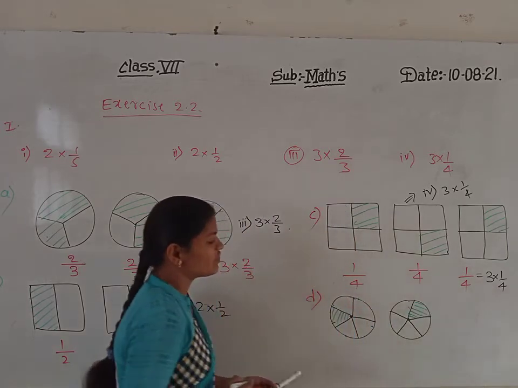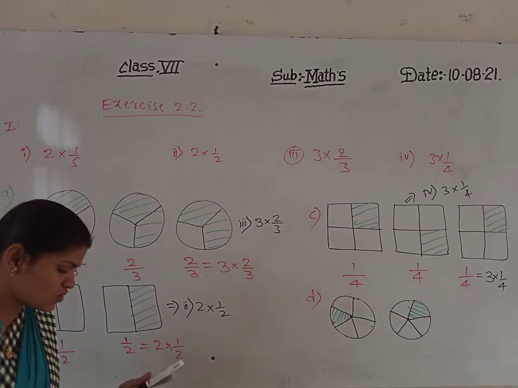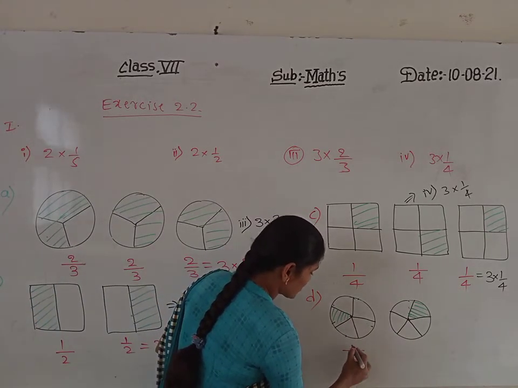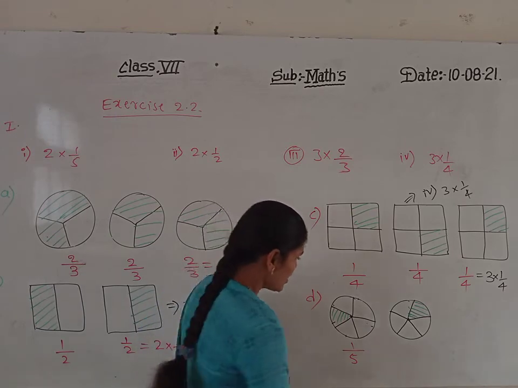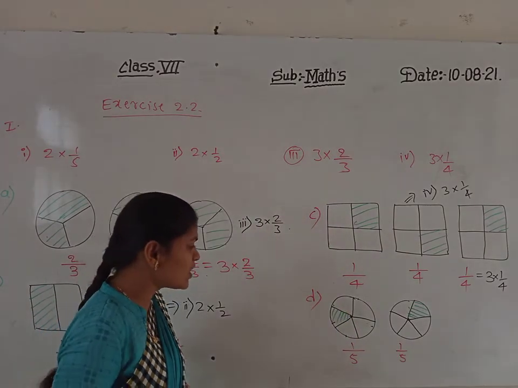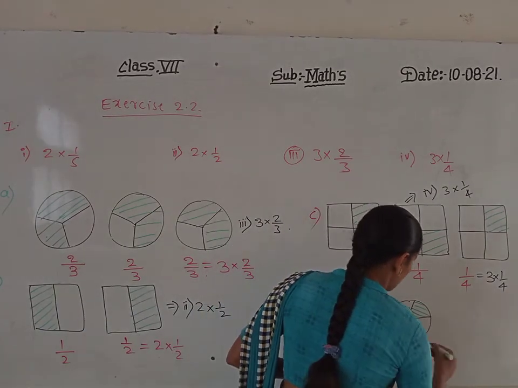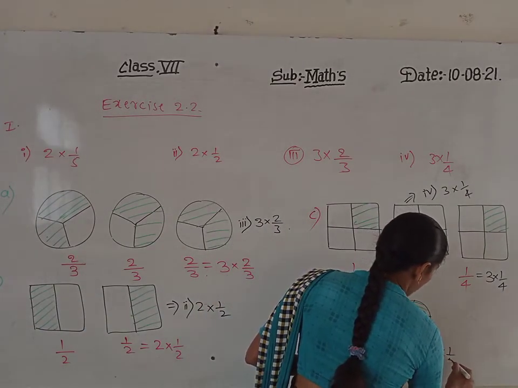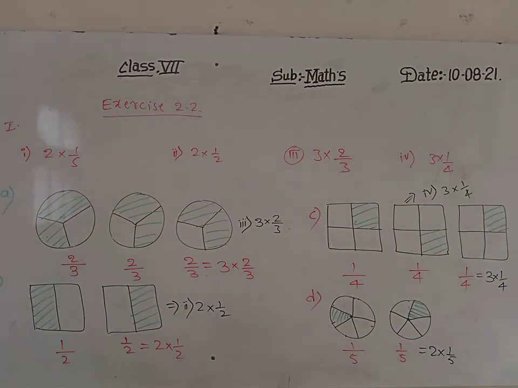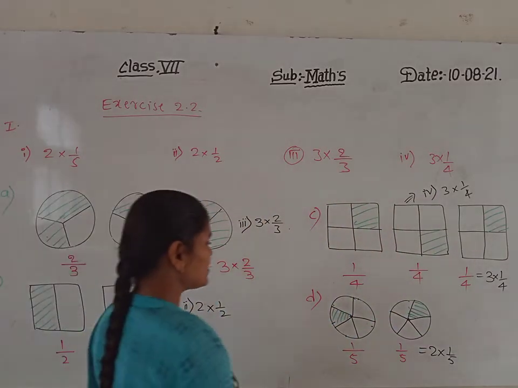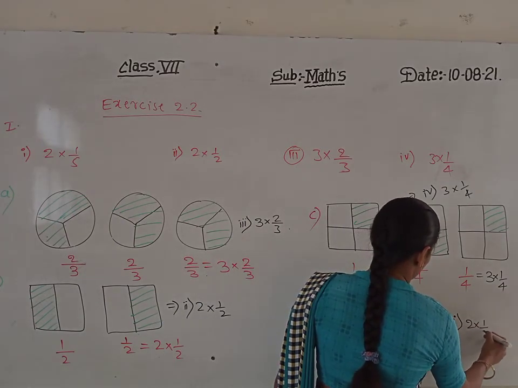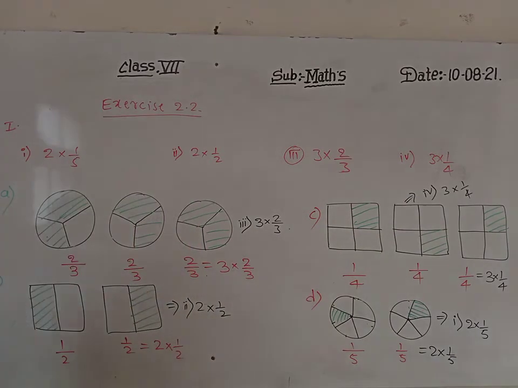Shall we write a fraction for this shaded picture? Yes, it is so easy. What is the fraction for this one? Out of 5 equal parts, only 1 part is shaded. So in such a way, how many pictures are you getting here? 2 pictures. 2 into 1 by 5. Is any such fraction given here? Yes, it is the first one. Like this way, we have to match the fraction for the given picture. Is it clear to everyone now?